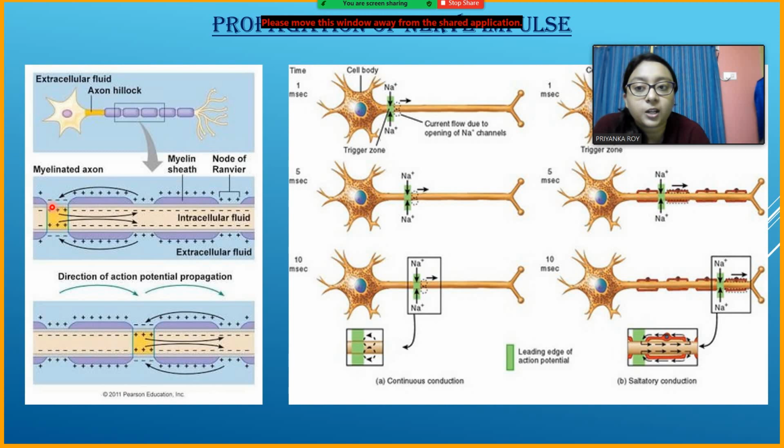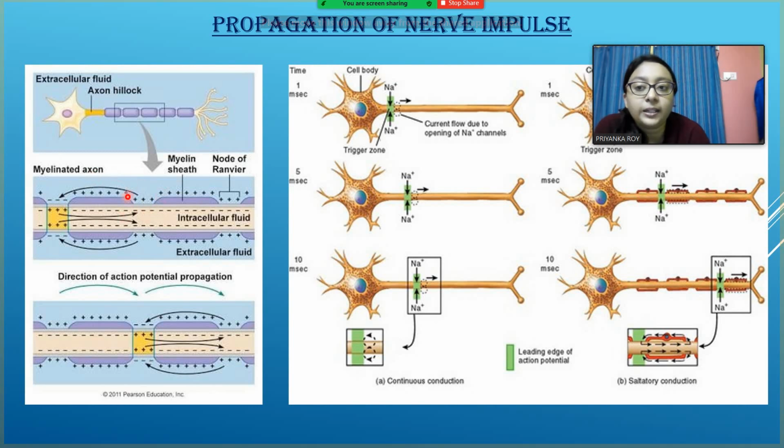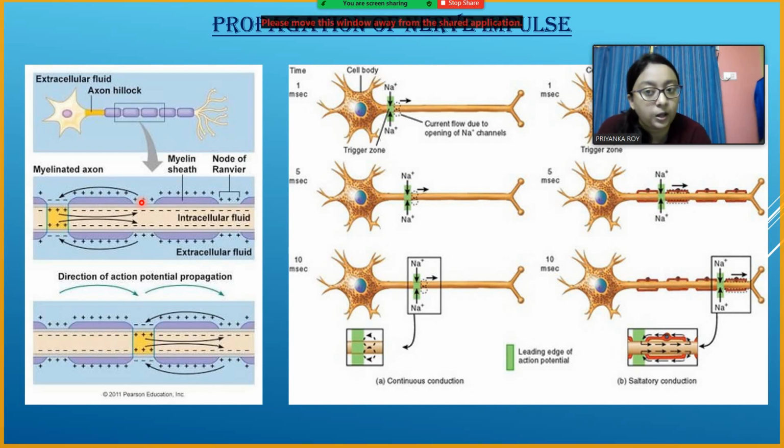So the positive charges here start shifting to this place. Because of this cyclical pattern of ion movement, the next node will have negative extracellular fluid and positive intracellular fluid, which means a depolarized state will occur and an action potential will be generated.